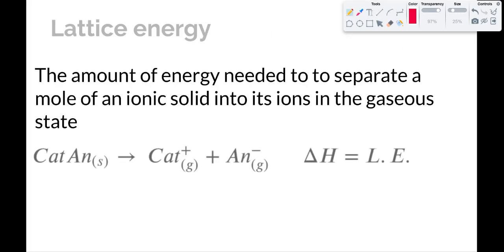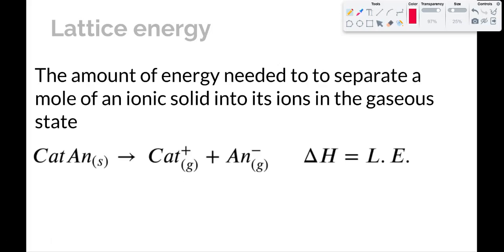How this is quantified is through something called lattice energy, and this is the amount of energy that it takes to take a mole of an ionic solid and pull it apart into its ions, and the ions are far enough away from each other that they're considered to be in the gaseous state. So this equation here is kind of showing us that. Cation anion solid, and we're separating that into cation plus, anion minus, far enough away from each other that they're in the gaseous state. And the delta H for that process, the energy change for that process, is what we call the lattice energy.